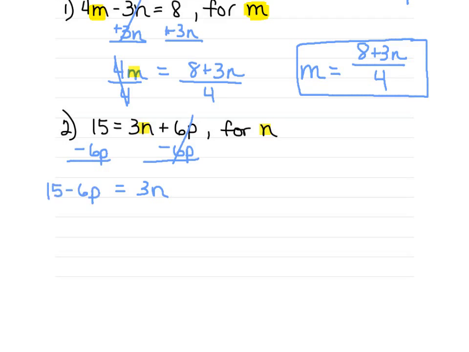So just remind yourself that we're isolating n here. So in order to isolate n, I need to divide by 3 on one side. Whatever I do to one side of the equation, I have to do to the other side of the equation. So here's my answer. 15 minus 6p over 3 is equal to n. Okay, let's go on.